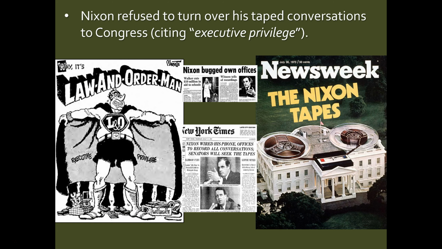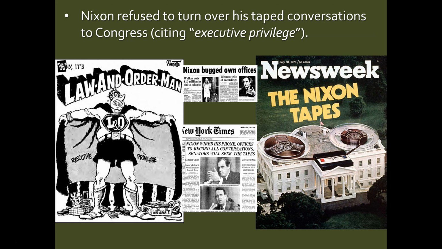Now, it also turns out that Nixon had the habit of tape recording his conversations. Okay, phone conversations and conversations he had in his offices. So, you know, basically you could find out what he knows if you could get your hands on these tapes. And Congress says, turn them over. We want to listen to these tapes. And Nixon says, no, you can't do that. And his justification was this thing called executive privilege.